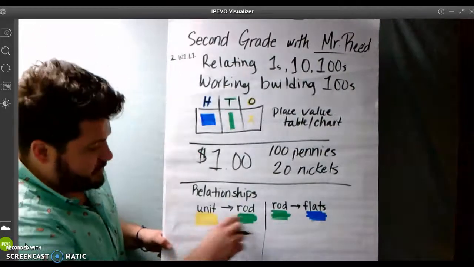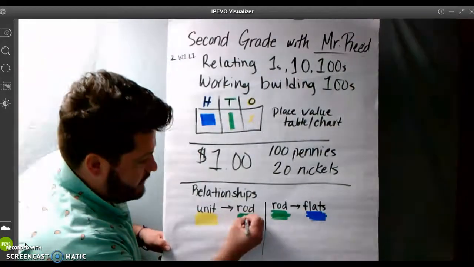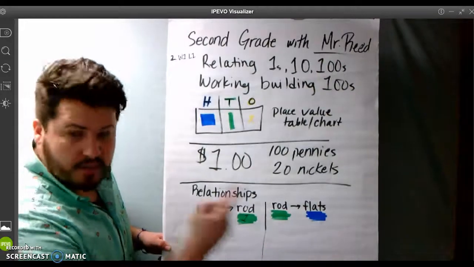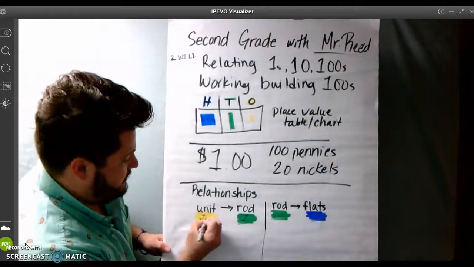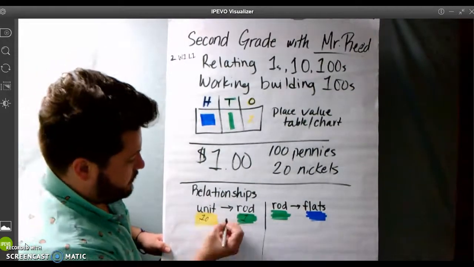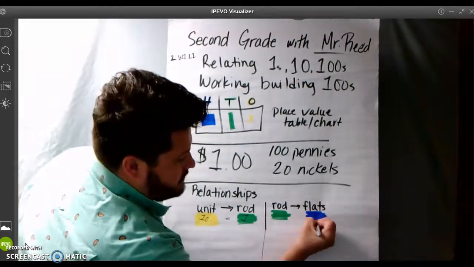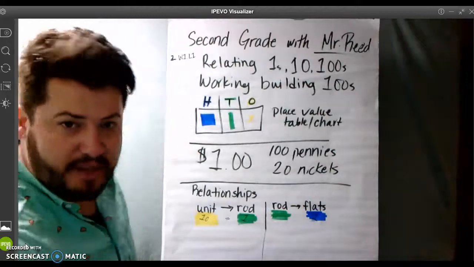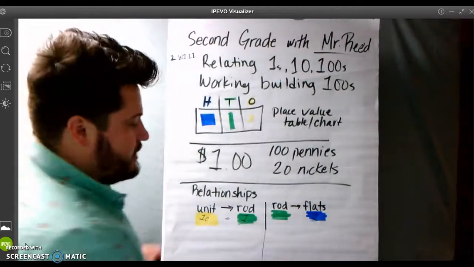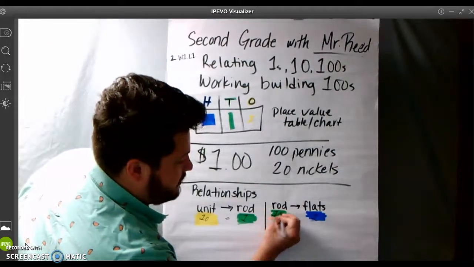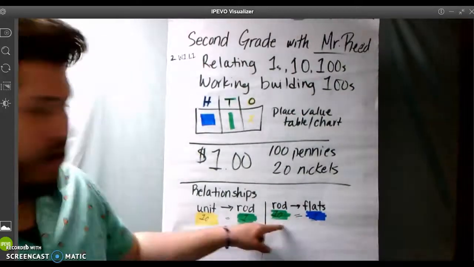Our units to rods. We know that one rod is equal to how many units? 1, 2, 10 units, right? So 10 units equals one rod. Let's go over here. We want one flat. Well, flat we count by tens, right, to make that 100, 10, 20, 30. So how many rods make that one flat? Right, 10 rods, one flat.